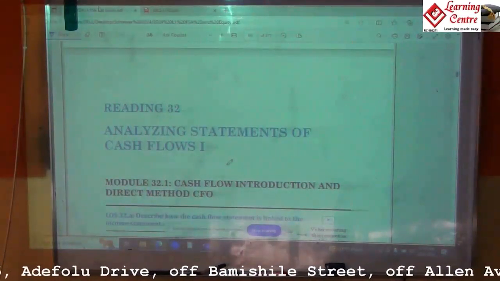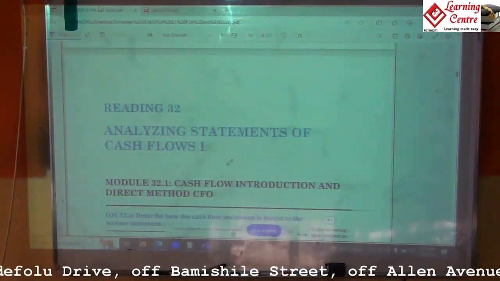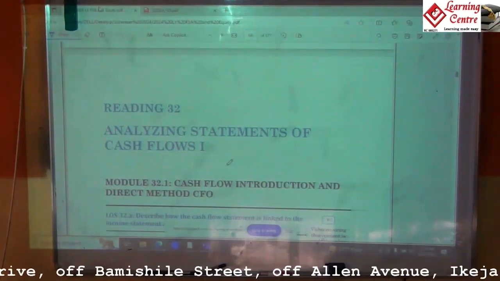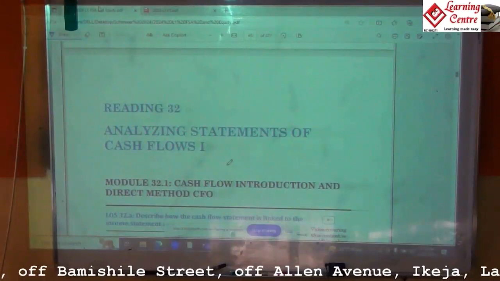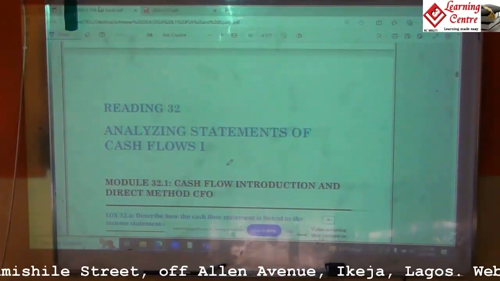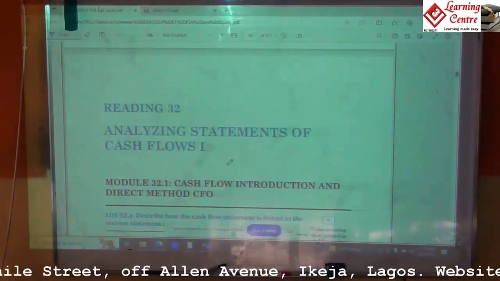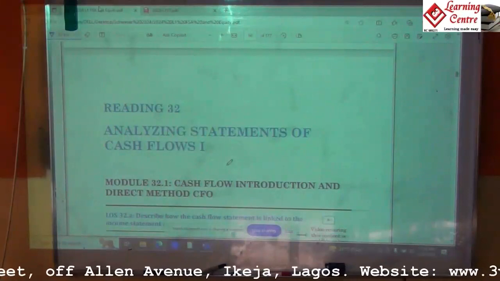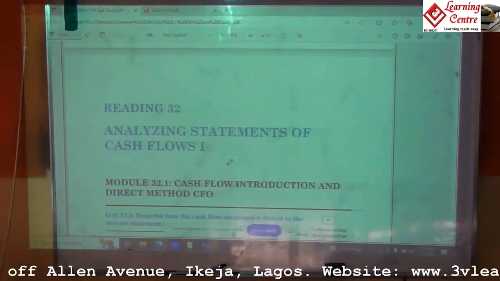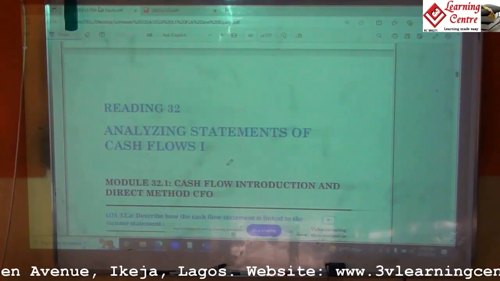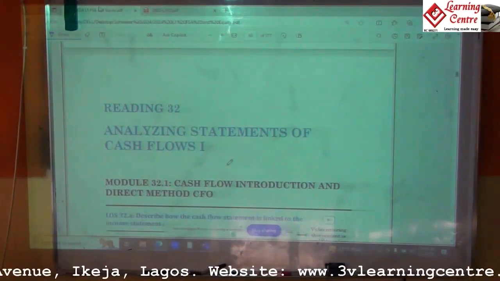Cash flow. This is a very, very important topic. Cash flow provides information about receipts and payments during an accounting period. Receipts and payments, so cash receipts and cash payments during an accounting period.